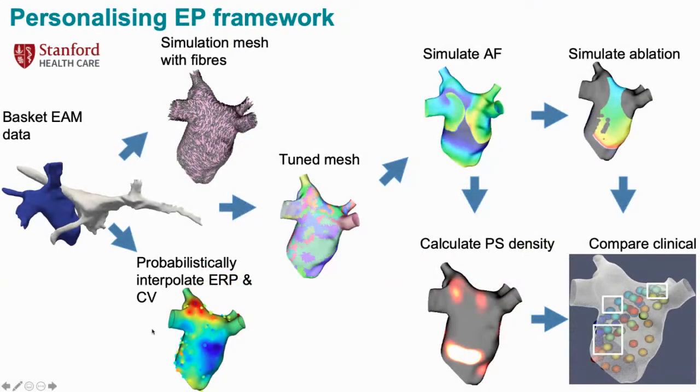The way we're approaching this is we've got basket electroanatomic mapping data. We also have CT data, so these anatomies will be CT going forward. But at the moment, we've got fibres, we calibrate our models. I'll come onto this more in a minute, but we interpolate the effective refractory period and conduction velocity, simulate AF, and then we simulate the same ablation that was applied in the clinic and see if we see similar features or not.